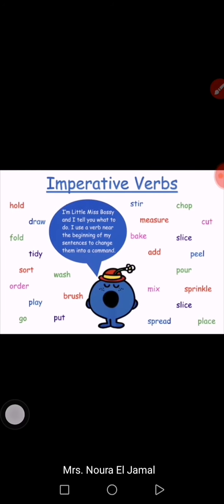Now, we have here some imperative verbs. You can use them, or any verb in the base form, you can start the sentence with it, and it will be an imperative sentence.